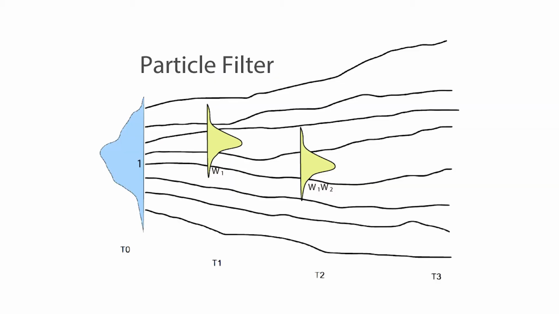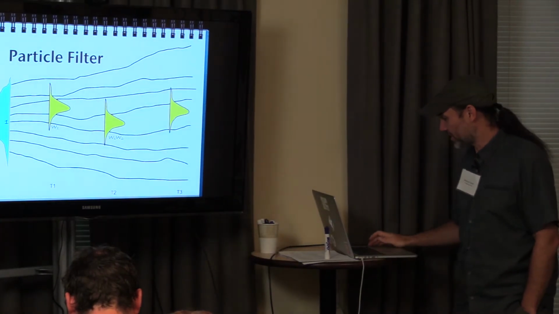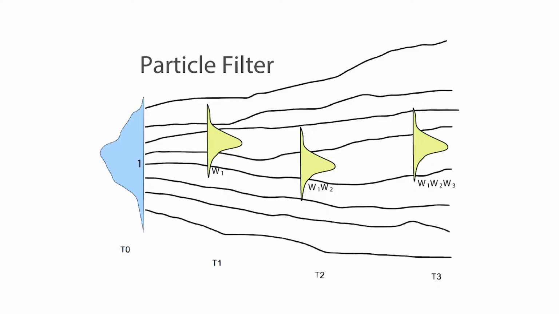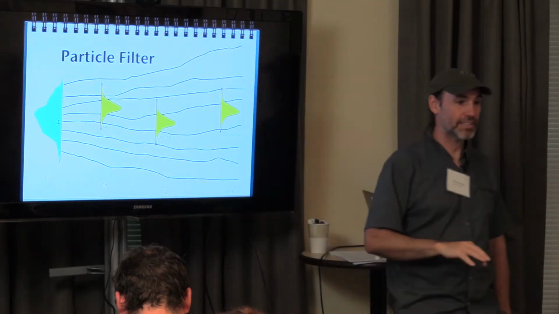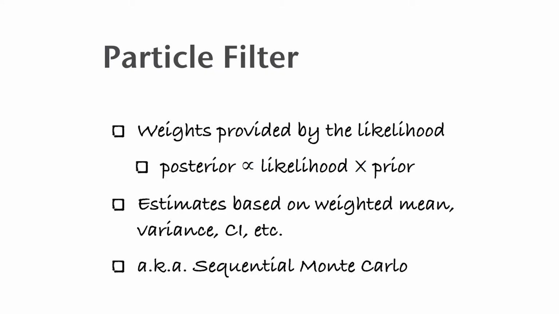Now I make a second observation, so I get a weight from that second likelihood, so the total weight is now the product of those two weights. And if I get a third observation, I'm just continuing to accumulate weights. These guys that are consistent with the data keep getting more and more weight. These guys out in the tails keep getting lower and lower weight. So in the basic vanilla flavor of the particle filter, weights are provided by the likelihood, our posterior is our likelihood times prior, and any estimates are based on those weighted versions.